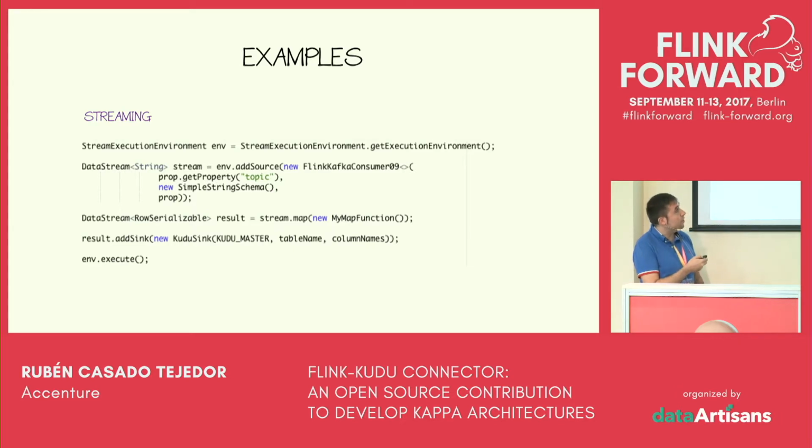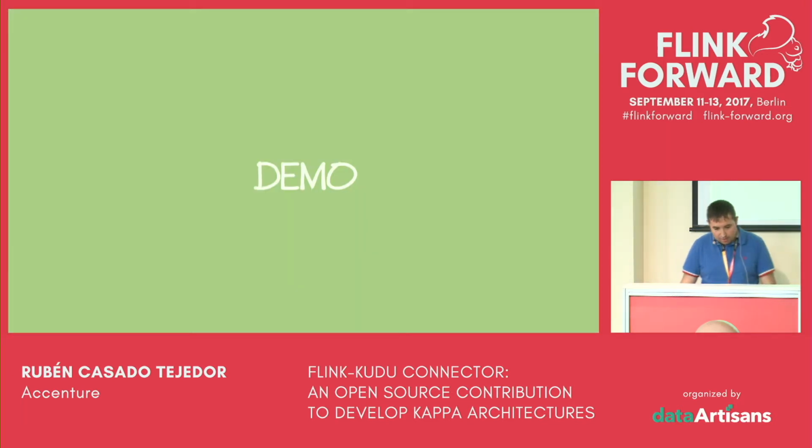And basically the same for streaming. We get a streaming execution environment. We define the properties of the Kafka topic. We get the information from a topic of Kafka, and we execute a transformation in order to change from a string or whatever we need to a row serializable, that is the object that the sink can write to a Kudu table. OK, let me show you a demo in order to ensure that it works.